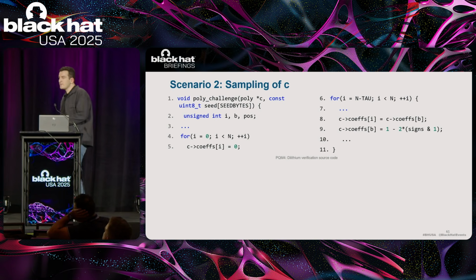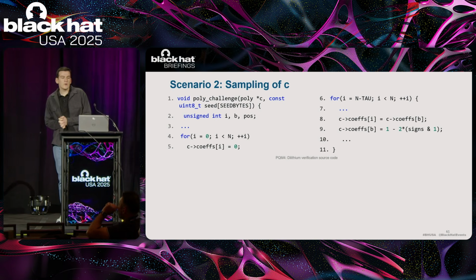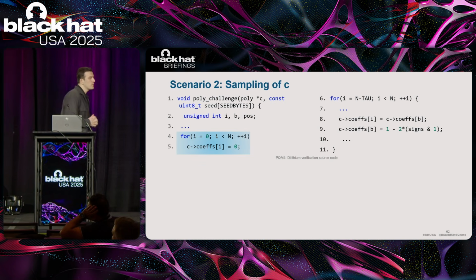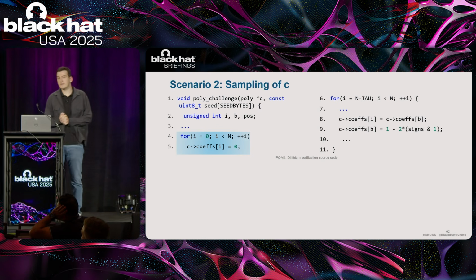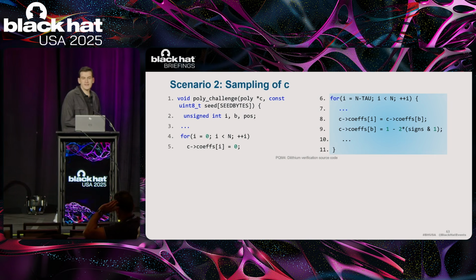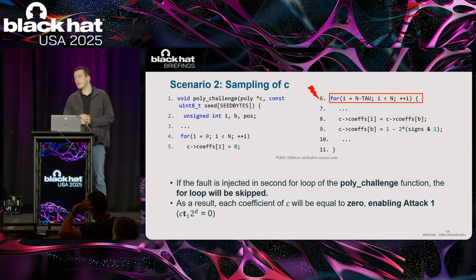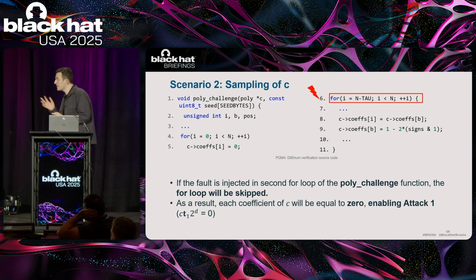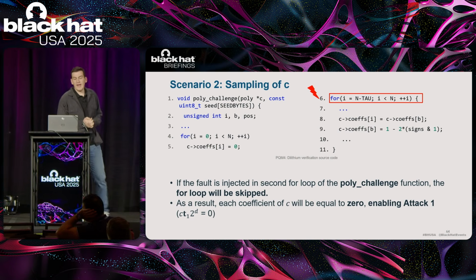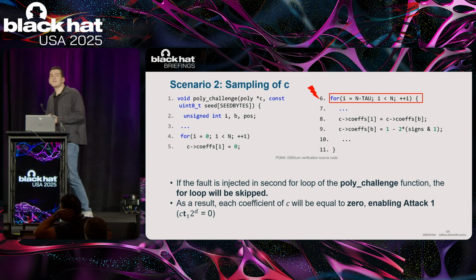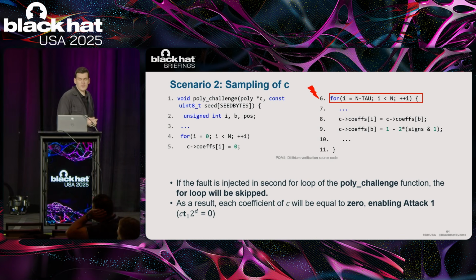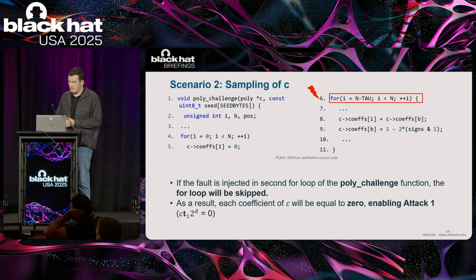For the sampling of the challenge, the verification function calls the polychallenge function. In the polychallenge function, the first for loop sets all coefficients to 0, and then the second for loop actually overwrites these coefficients. So what we can do here is attack the second for loop with fault injection to skip this for loop completely. If we can do this, the coefficients of the challenge will remain 0. They will never be overwritten. And then the value of c·t1·2^d will be equal to 0.